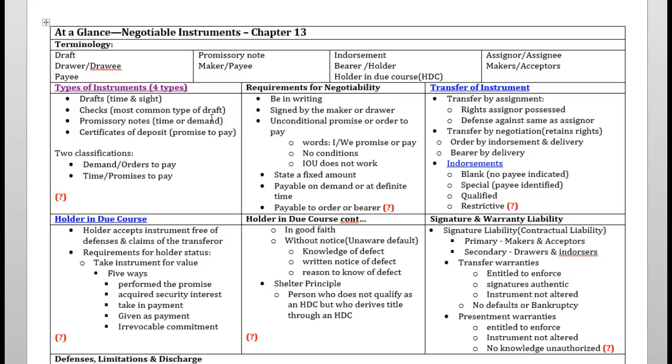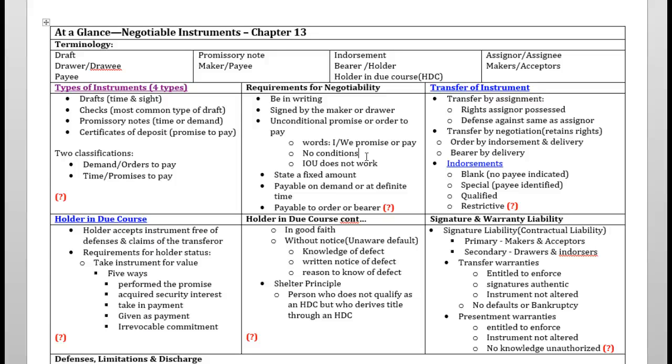Now, what are the requirements to say that these are negotiable? So, first of all, they have to be in writing. They have to be signed by the maker, or the bank, or the drawer, the check writer. It has to be an unconditional promise to pay or order to pay. The words "I, we promise to pay" should be in there. There should be no conditions. "I promise to pay you if you mop my floor." That condition shouldn't be on a negotiable instrument.